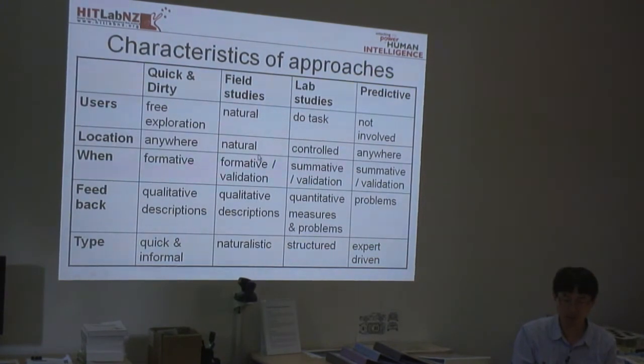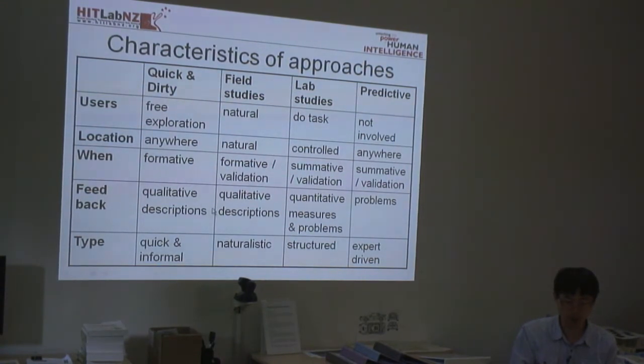Field studies and lab studies differ in that field studies focus more on natural settings of using the product, while controlled environments are preferred for lab studies. And regarding the stage of your project, quick and dirty or field studies are more at the early stage of your project, so that you can identify early problems and choose from different design alternatives. But lab studies or predictive studies are used more at the later phase of your project to validate your end project.